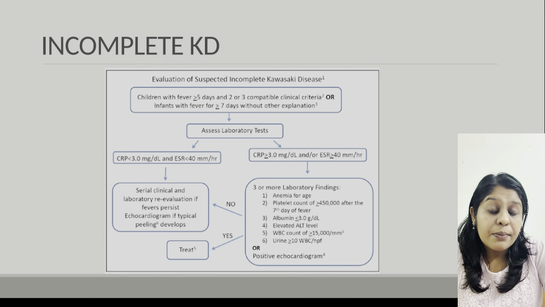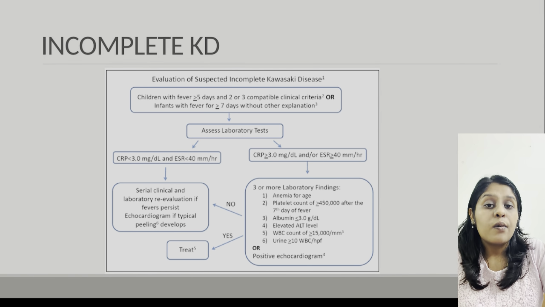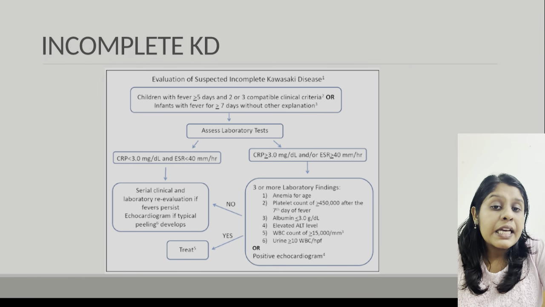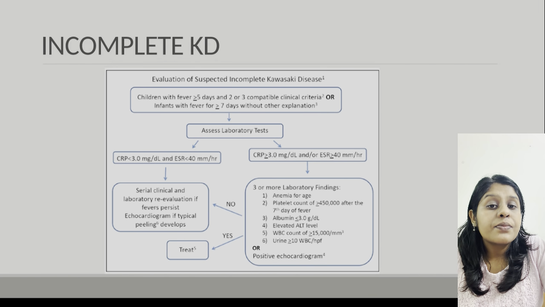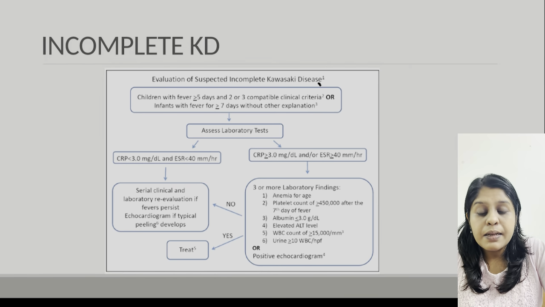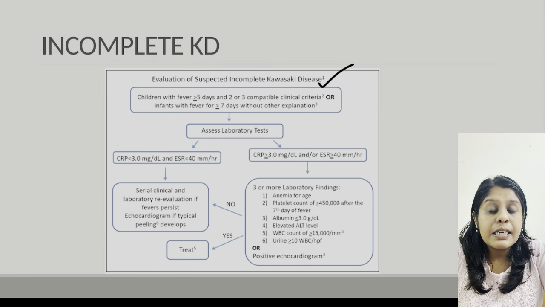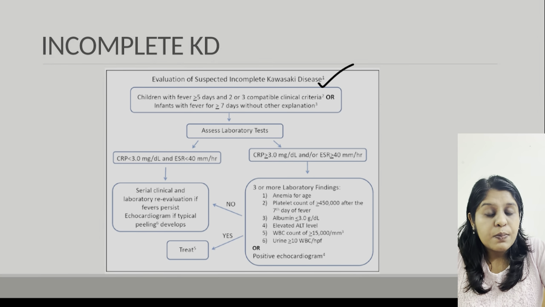So coming to incomplete KD. We studied about complete KD. If there is a complete KD, obviously there can be incomplete KD. It is a situation when you label it as KD when they don't fulfill the 4 out of 5 criteria. So you suspect incomplete Kawasaki disease in a child with fever more than or equal to 5 days and 2 or 3 compatible clinical criteria, or in infants with fever for more than 7 days without any other explanation.